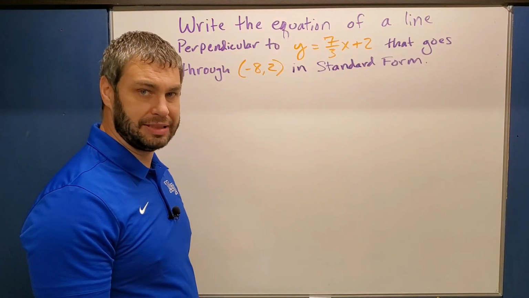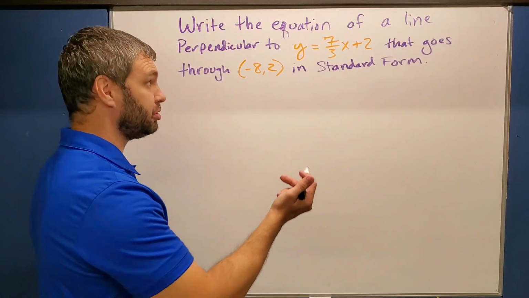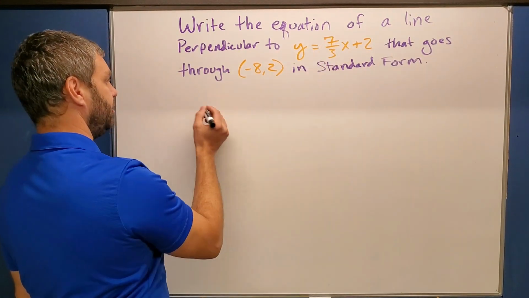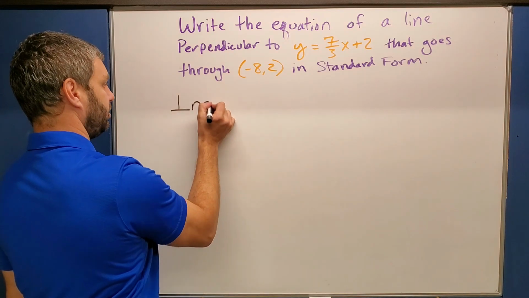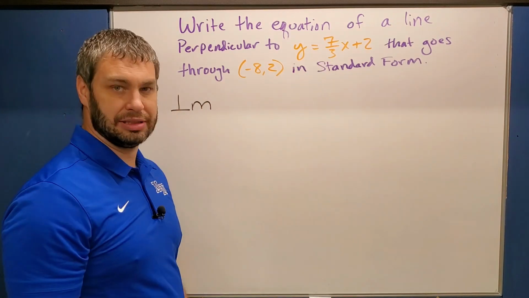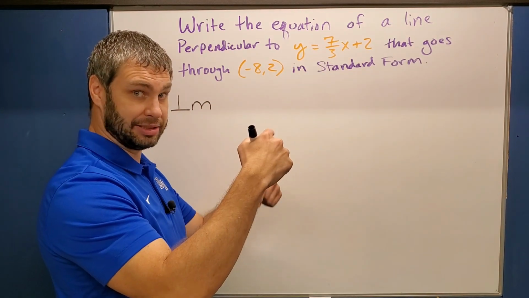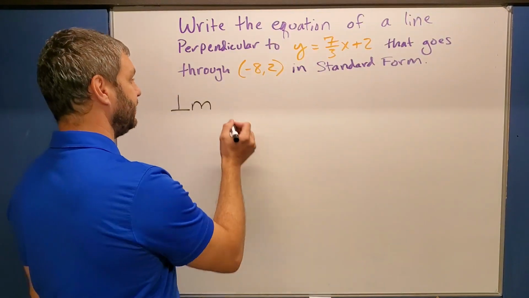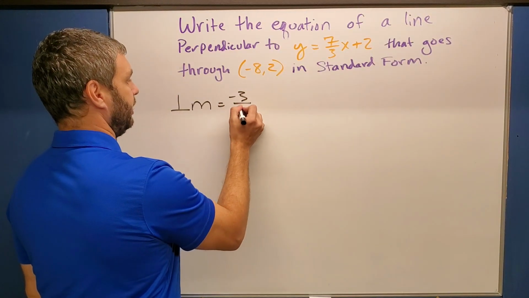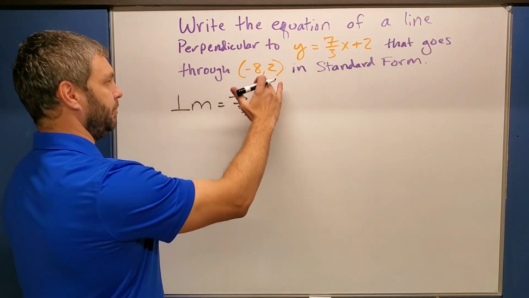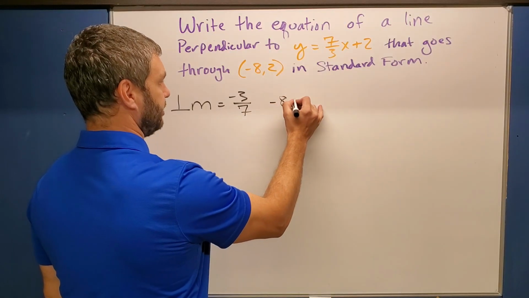Well, in order to be perpendicular, we need the opposite reciprocal slope. If this is 7/3, the perpendicular slope to 7/3 is going to be, you flip it and make it the opposite sign, -3/7. Okay? Now the point we're still working with is (-8, 2).